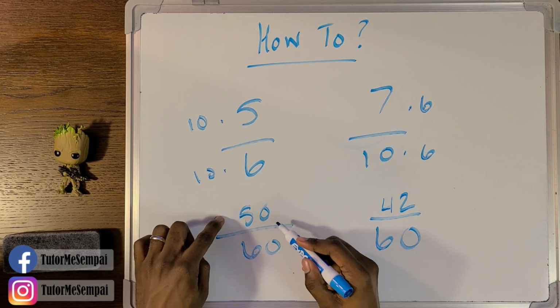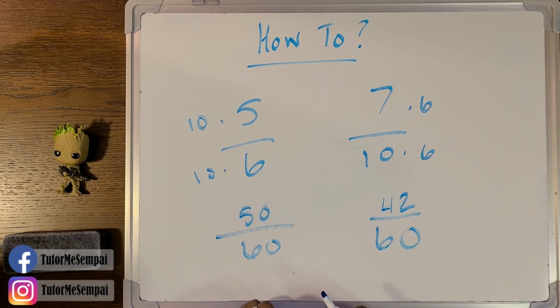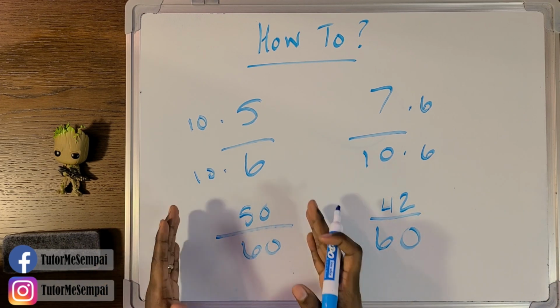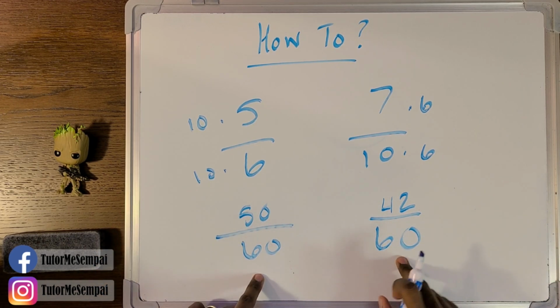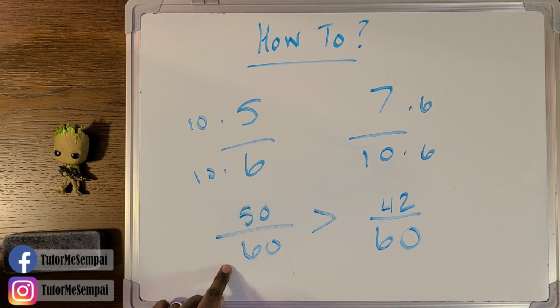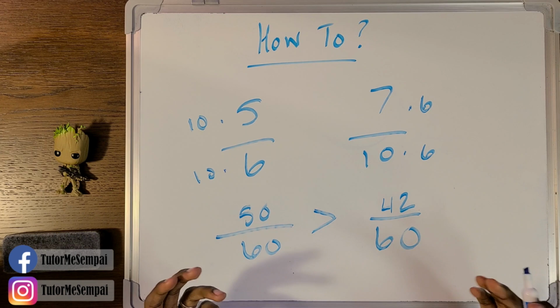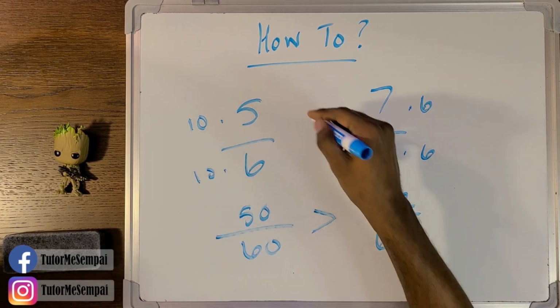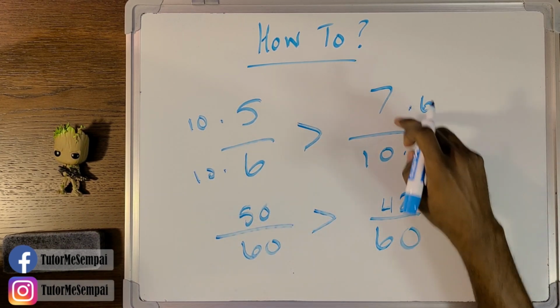So which one is bigger, 50 or 42? 50 is bigger. So because 50 is bigger and they have the same denominator, we know that 50 over 60 is going to be greater than 42 over 60. Or we know that 5 over 6 is going to be greater than 7 over 10.